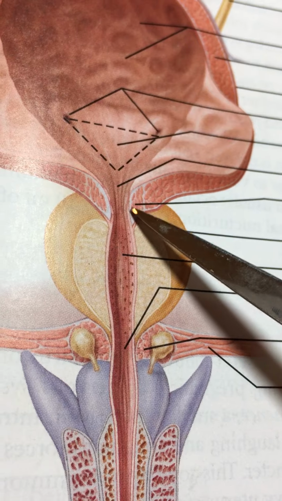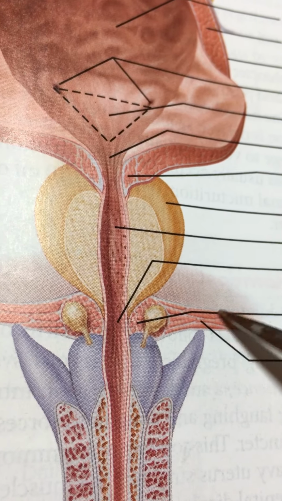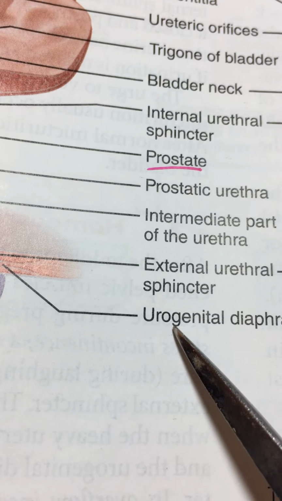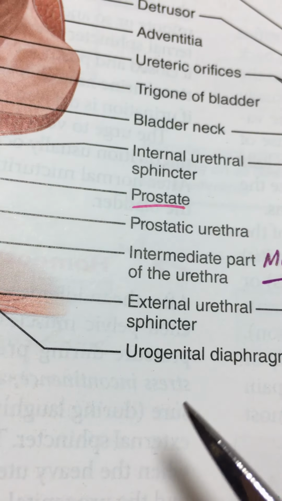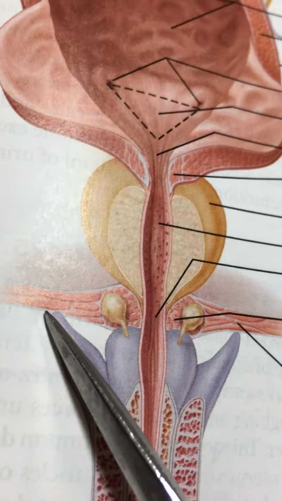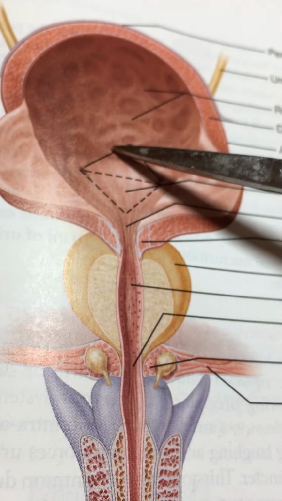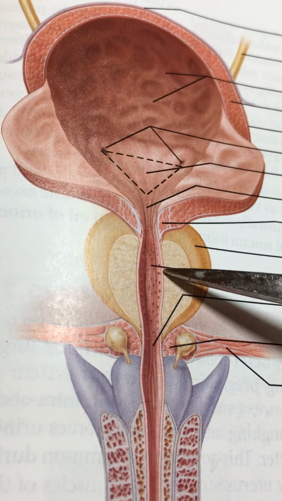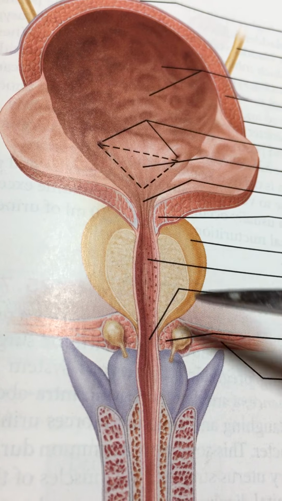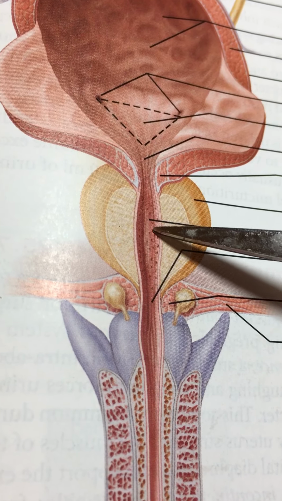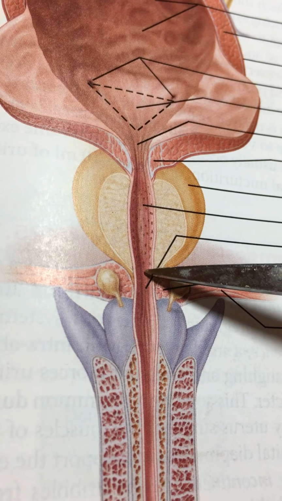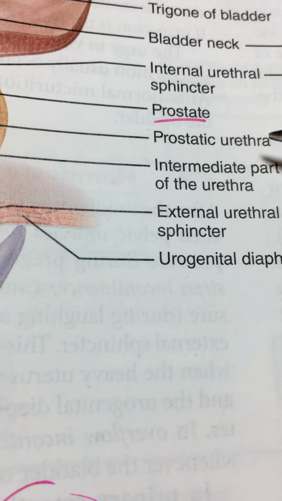Okay, this is an automatic device. This is a consciously applied device here. We have the external sphincter right here, and this is the floor of the pelvis. So this is above the floor of the pelvis. Right here is the prostate. Prostate's actually sort of in the way of the flow here. And so we have a passageway that goes directly through the prostate. It's called the prostatic urethra.